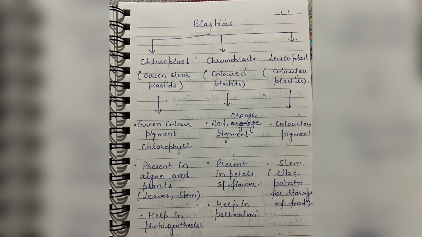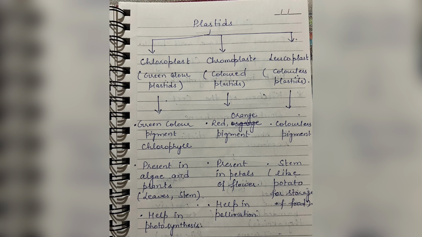Next, we have the different types of plastids. In plants, mainly three types of plastids are there. First is the chloroplast, then chromoplast, and then leucoplast. Now, what is the difference between these three plastids?